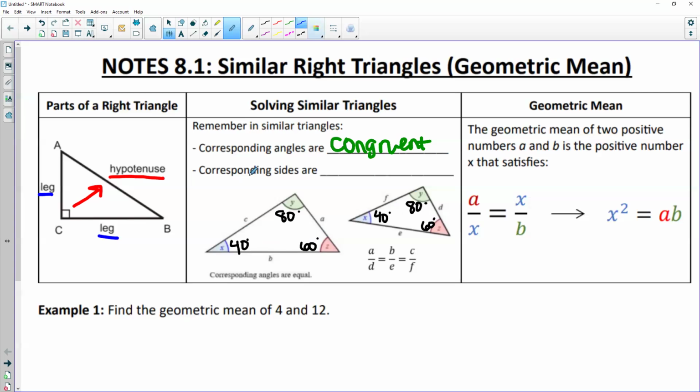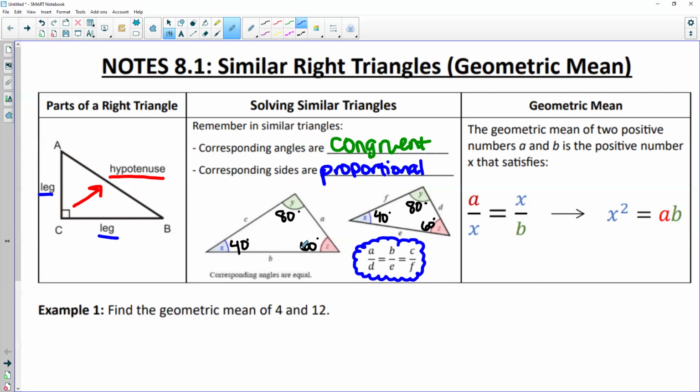And next, it's also noted that if we have two similar triangles, then the corresponding sides are proportional, right? And what this looks like is what we have down here. Okay, proportional is whenever we would set up basically two ratios or two fractions and cross multiply to solve for missing side lengths. And we'll see kind of how that pops up in some of the problems that we look at today.